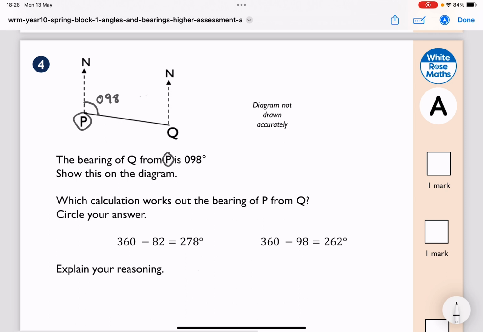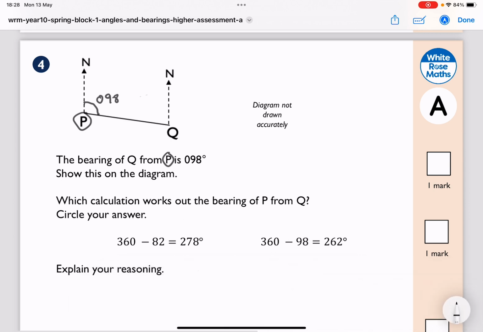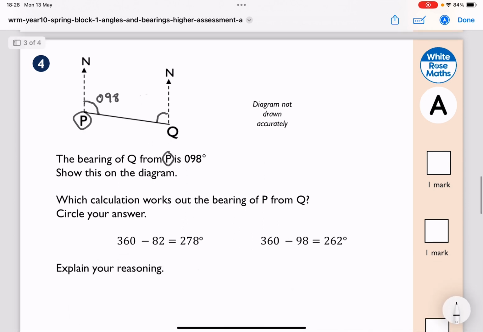It says, which calculation works out the bearing of P from Q? Well, if I was to find the co-interior angle here, or the allied angle, these two add up to 180. So 180 take 98 equals 82 degrees. And I want to find all of this bearing round here, which is 360 take 82, which is actually this one.